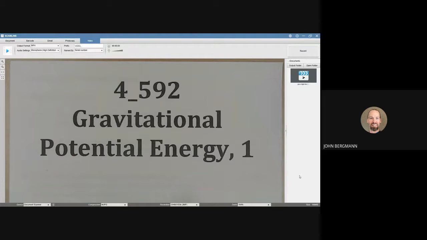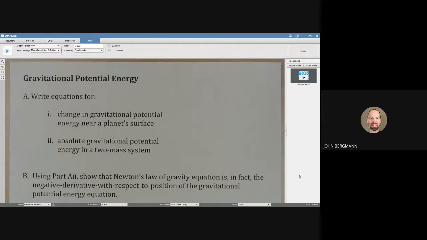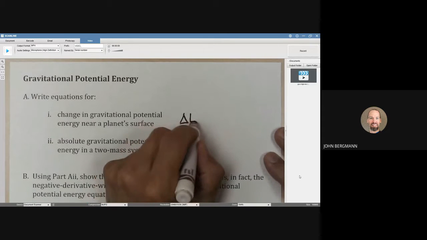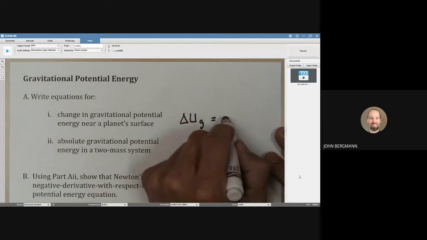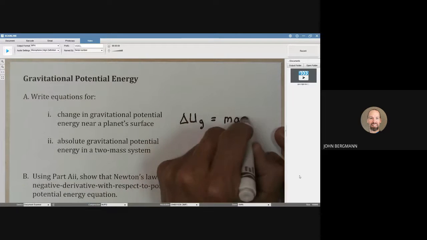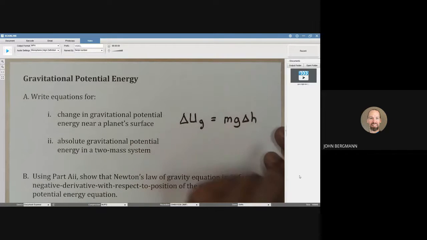Gravitational potential energy 1. Write equations for change in gravitational potential energy near a planet's surface. Change in gravitational potential energy near a planet's surface is the mass of the object times g times the change in h. We have used that idea a lot in previous videos.